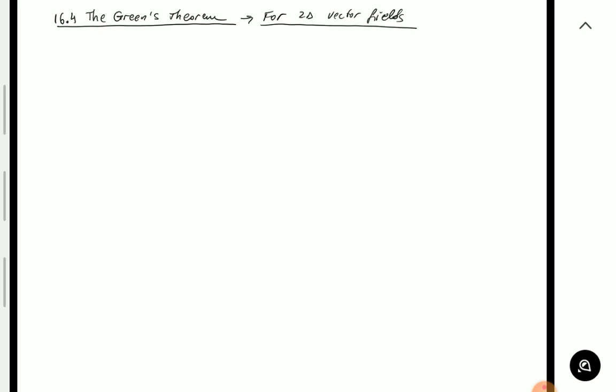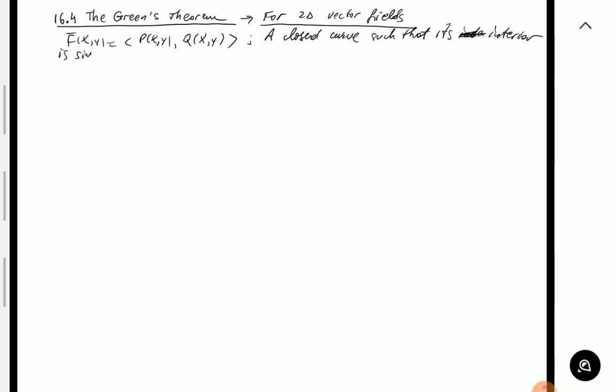The main ingredient will be a vector field with the components P of x, y and Q of x, y. As we know, these are the typical notations for the components of the vector field. And let's consider also a closed curve, a closed curve such that its interior is simply connected.